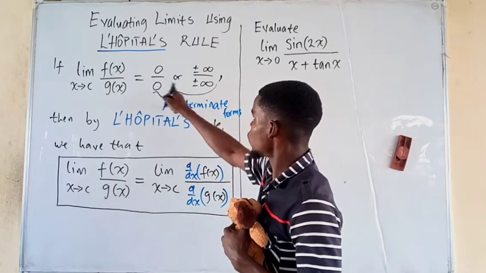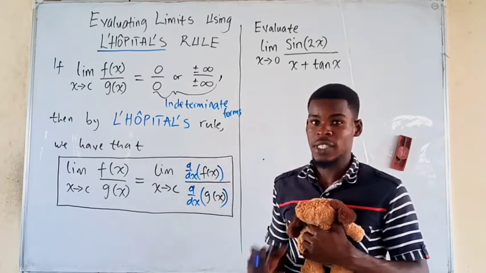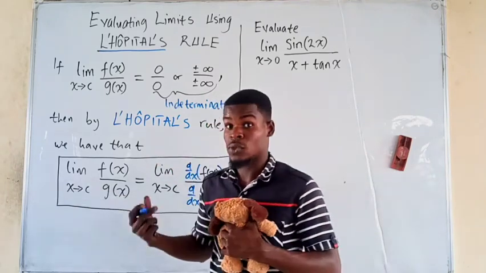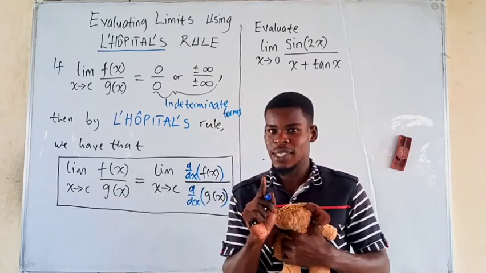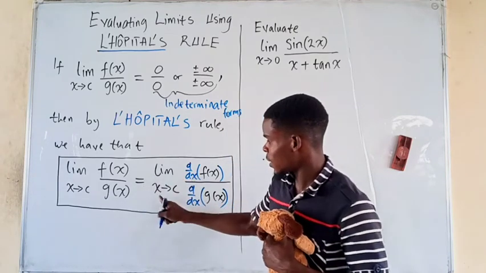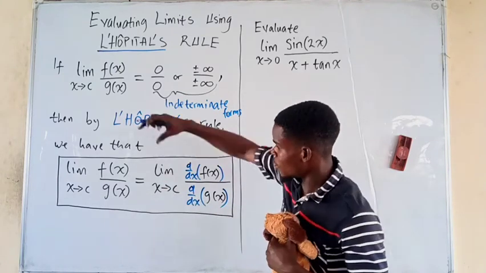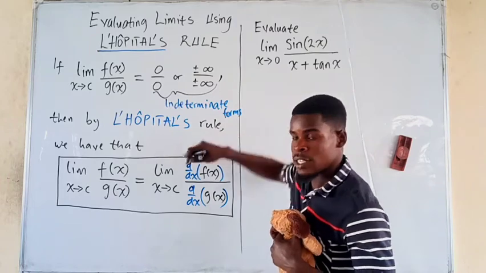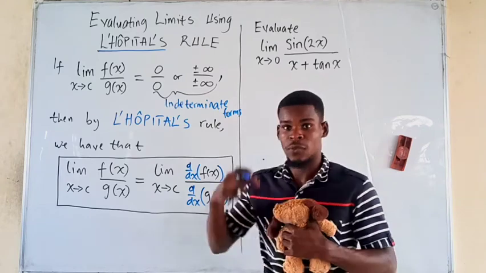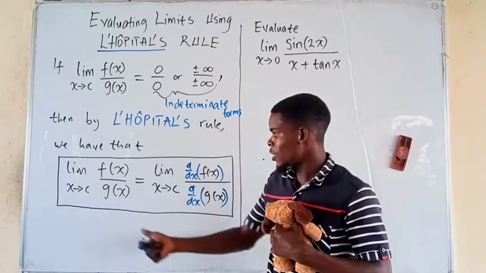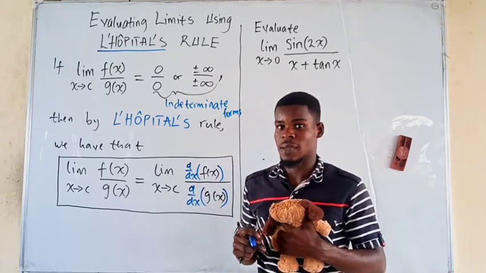So when you have this kind of situation, 0 over 0 or infinity over infinity, we can use L'Hopital's rule, which tells us that the limit of f of x over g of x as x tends to c is the same as the limit as x tends to c of the derivative of the numerator divided by the derivative of the denominator. All you need to do is differentiate the top, differentiate the bottom, and then substitute c again into the derivatives and see if you still have an indeterminate form.